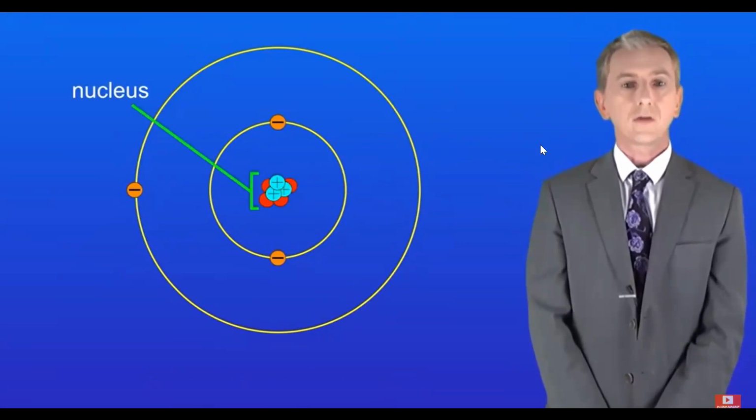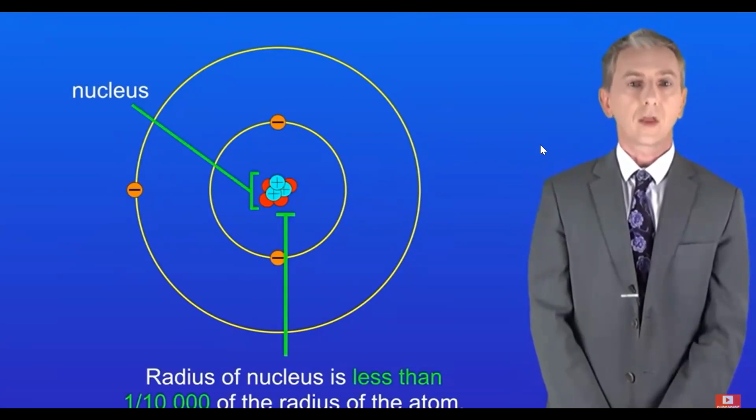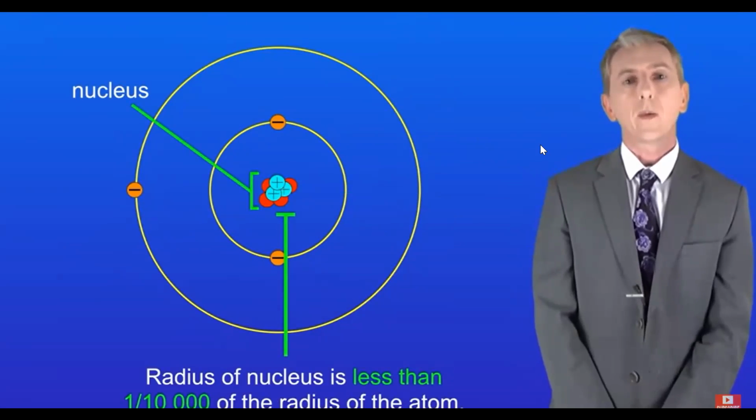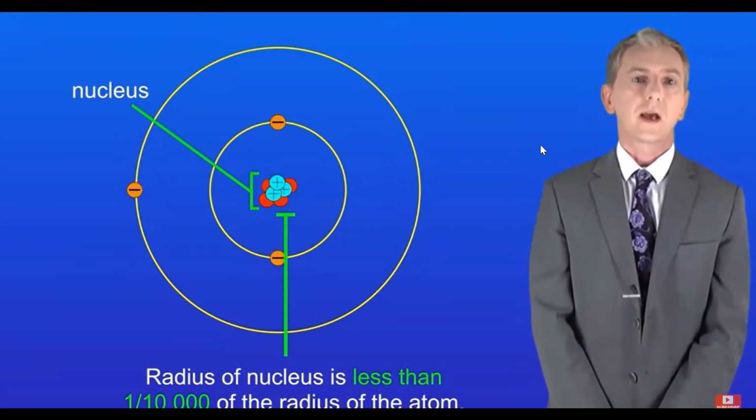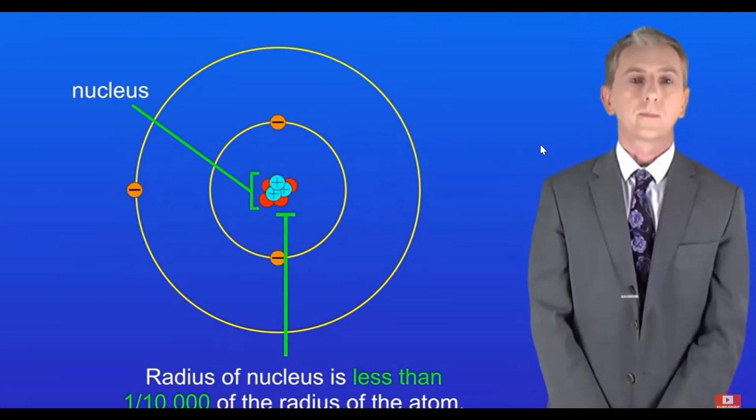Atoms contain a central region called the nucleus, and the radius of the nucleus is less than 1/10,000th the radius of the atom. In other words, the nucleus is tiny compared with the atom. However, almost all of the mass of the atom is concentrated in the nucleus. So let's look at that in more detail.